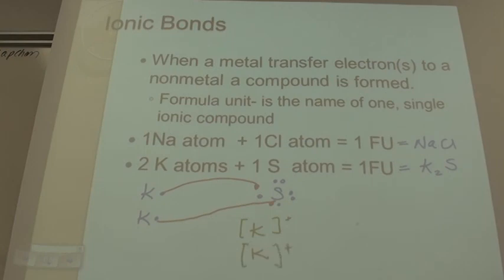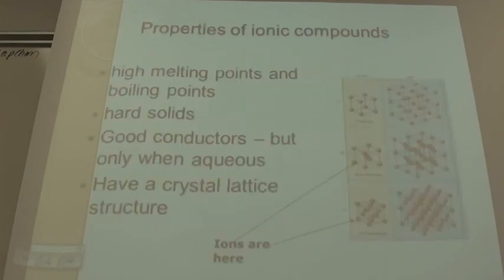The way you would draw this would be something like this, as when we did our Lewis dot diagrams. So these 2 things added up to form this formula unit for K2S, potassium sulfide. No, water is something else because it's 2 nonmetals, and we'll talk about that. Good question though. Properties of ionic compounds. Go ahead and write these down.